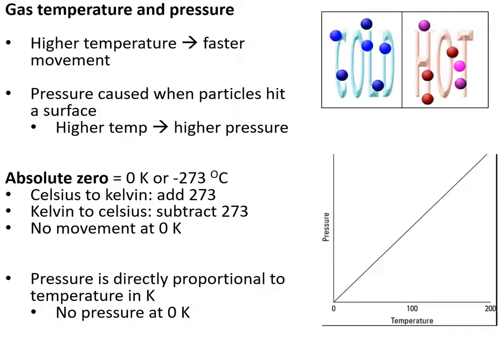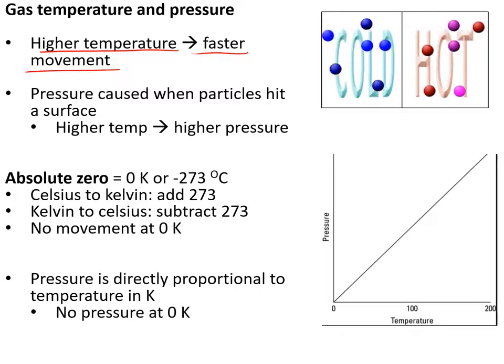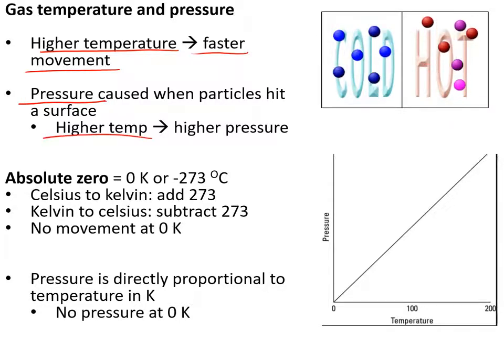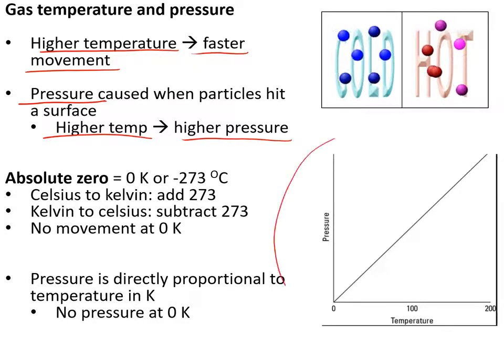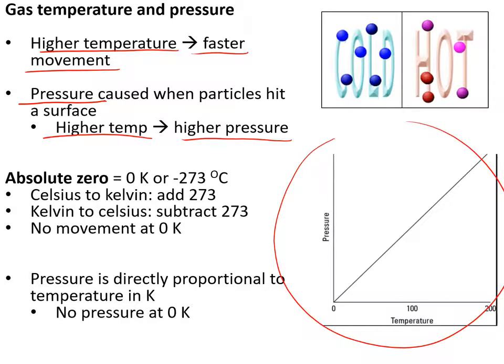Gas temperature and pressure. Now, as we've already seen, at a higher temperature, the particles are moving faster. Now, with a gas, the pressure of a gas is caused by particles hitting the surface of a container. So at a higher temperature, because the particles are moving faster, they hit the surface more often, and so that means they have a higher pressure. And we get a graph that looks like this with a direct proportion showing as temperature increases, the pressure increases too.